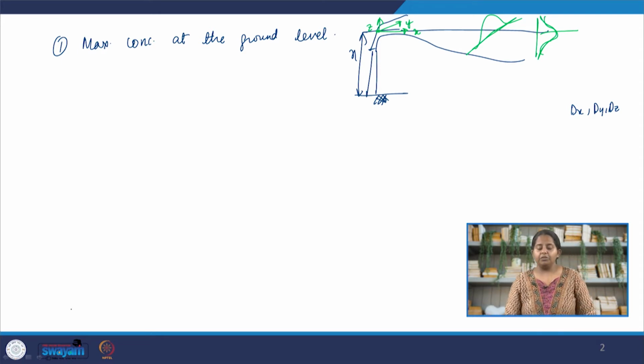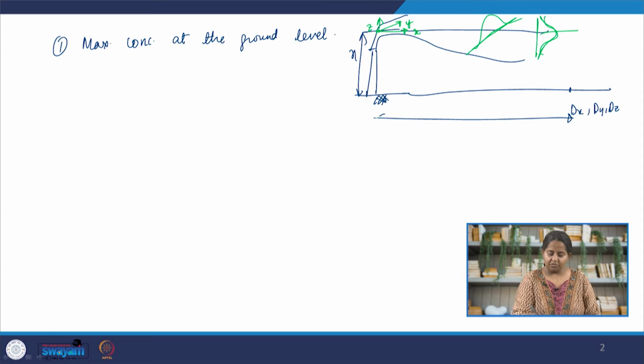So if we want to find out the maximum concentration at the ground level, here is the place where we get the maximum concentration. What we want to do is find the x that corresponds to it. So x is what we are trying to find. What will be the y and z? The z, the height of this location, because we are finding at ground level, is going to be 0. Right away we know this.